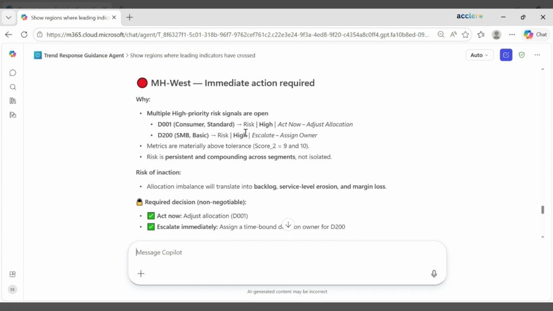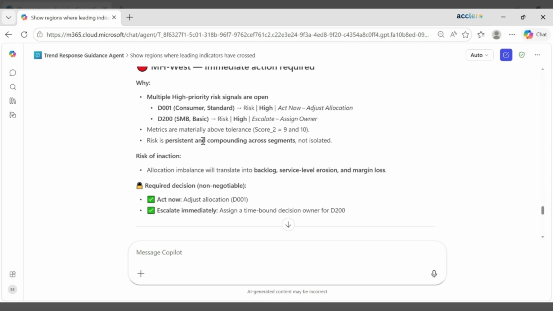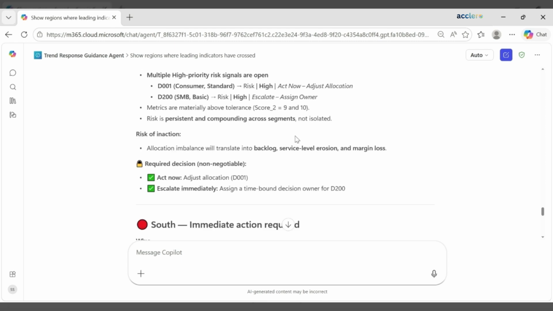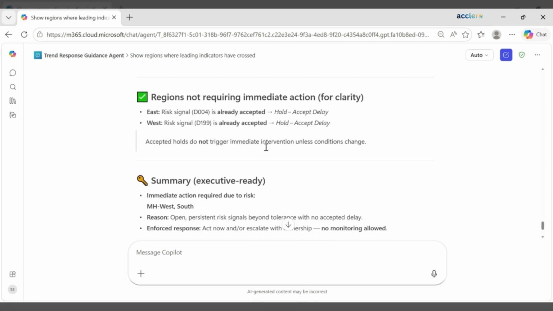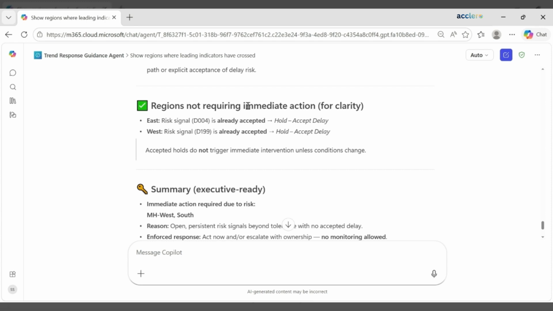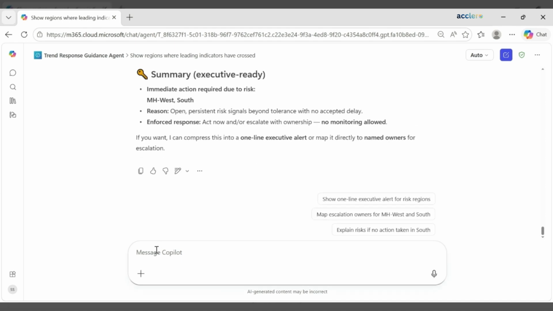Because the risk is very high priority, it is persistent, and delay would directly lead to service or cost impact. The action recommended is act now, adjust allocation. The risk is persistent and compounding across the segments, so the agent forces you to act now. The regions that do not require immediate action are East and West.